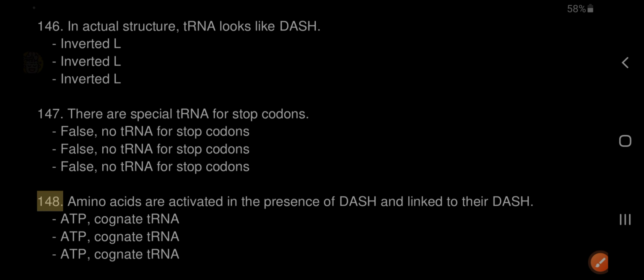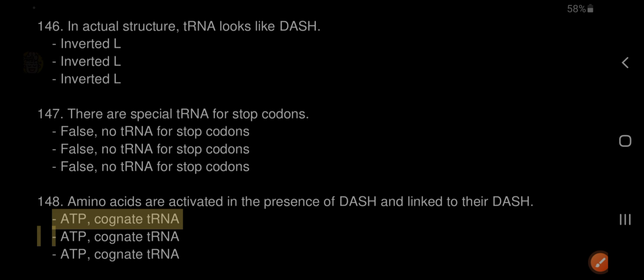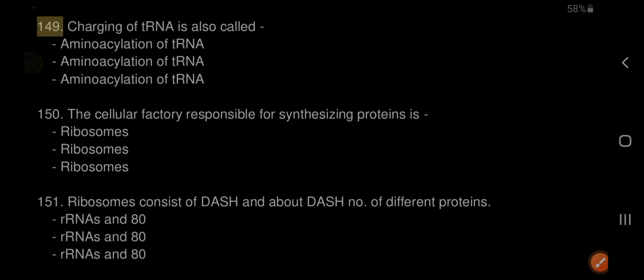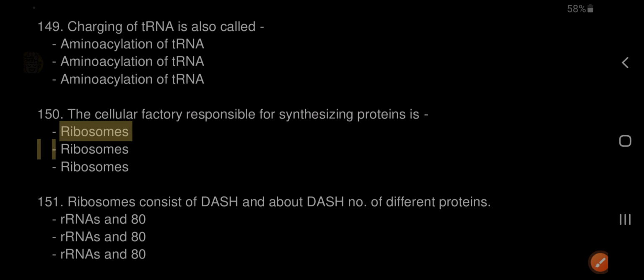148. Amino acids are activated in the presence of dash and linked to their dash. ATP, cognate tRNA. 149. Charging of tRNA is also called aminoacylation of tRNA. 150. The cellular factory responsible for synthesizing proteins is ribosomes.